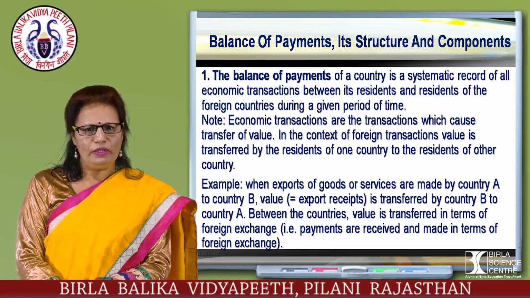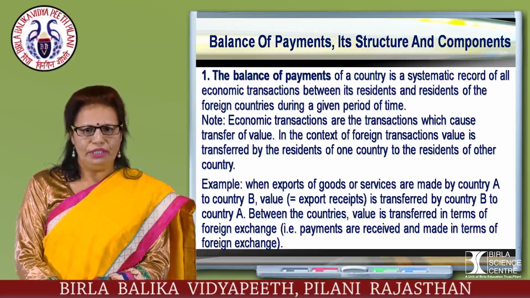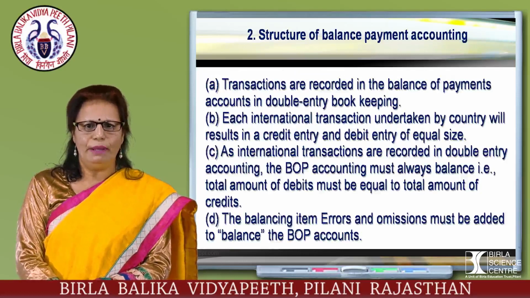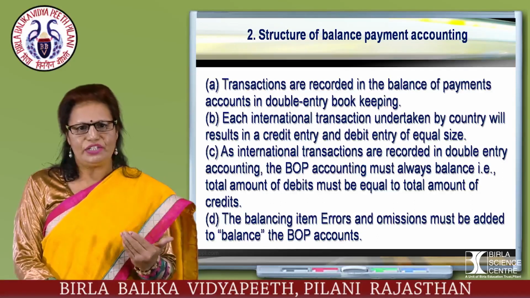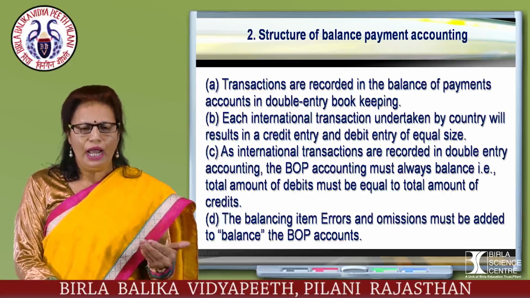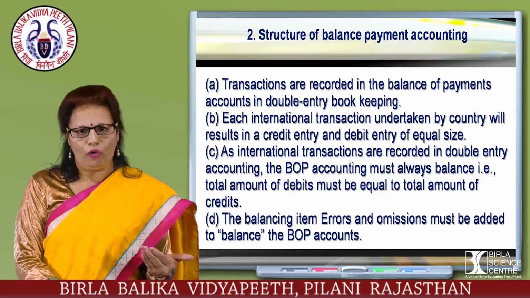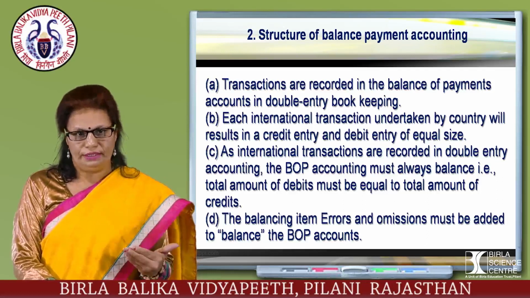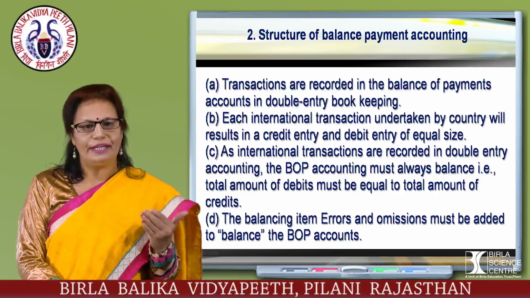Between the countries, value is transferred in terms of foreign exchange. That is, payments are received and made in terms of foreign exchange. Transactions are recorded in the balance of payments accounts in double entry bookkeeping. Each international transaction undertaken by a country will result in a credit entry and a debit entry of equal size. As international transactions are recorded in double entry accounting, the BOP accounting must always balance. That is, the total amount of debits must be equal to the total amount of credits.